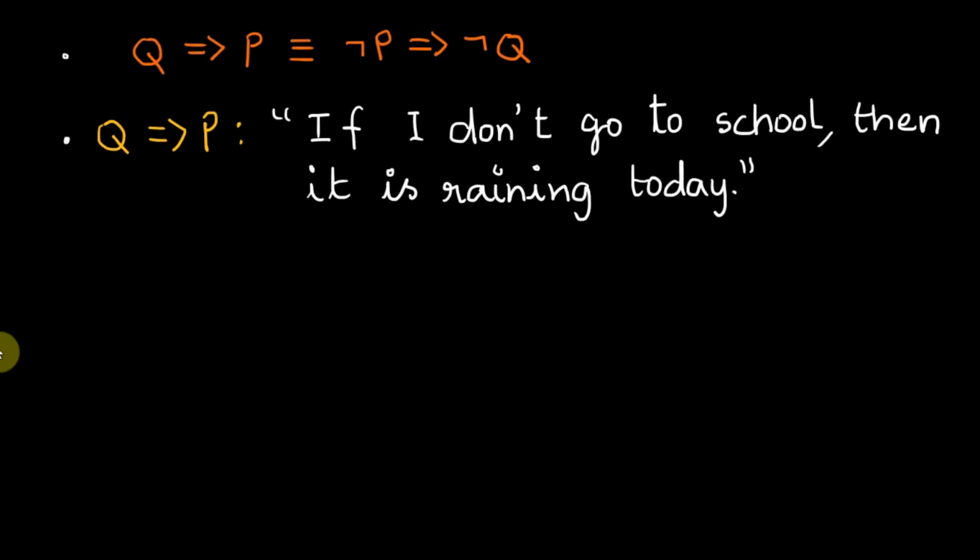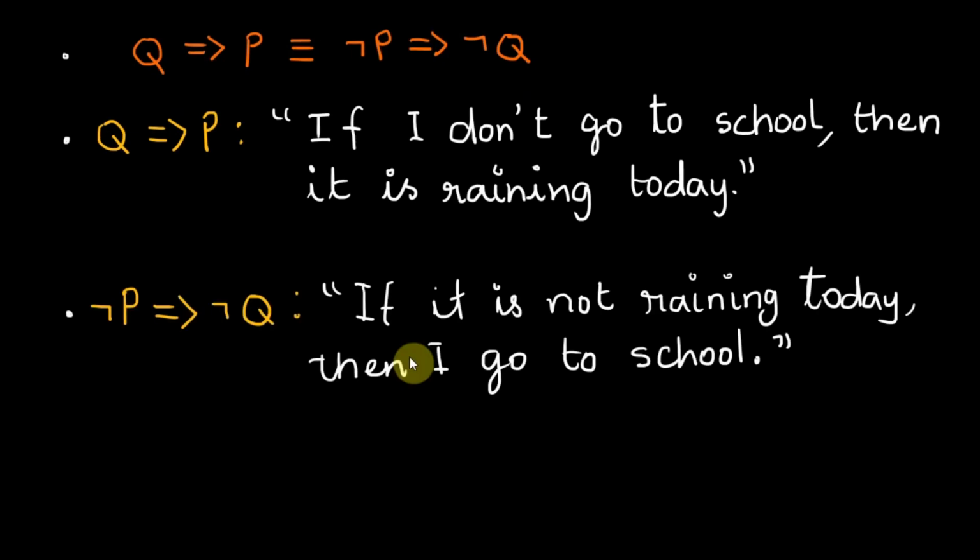Therefore, we have a new logical equivalence: Q implies P is equivalent to not P implies not Q. The statements, if I don't go to school, then it is raining today, and if it is not raining today, then I go to school, mean the same thing.